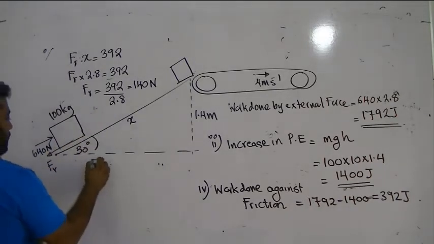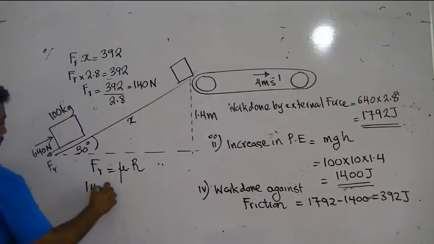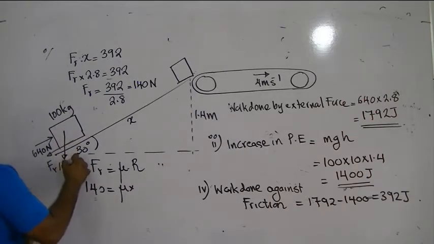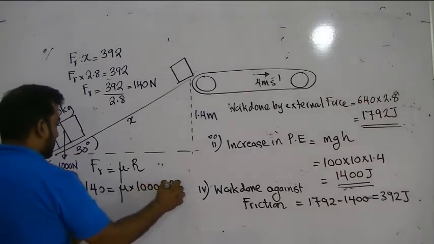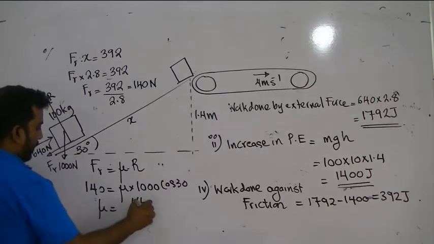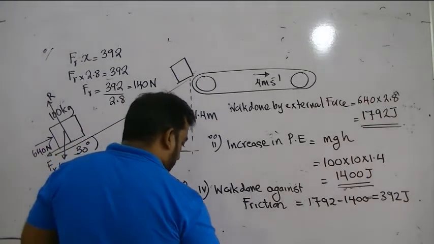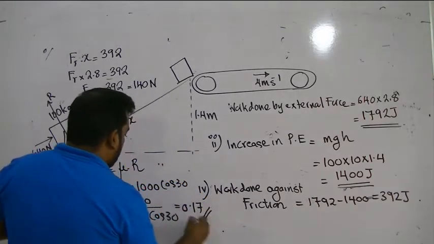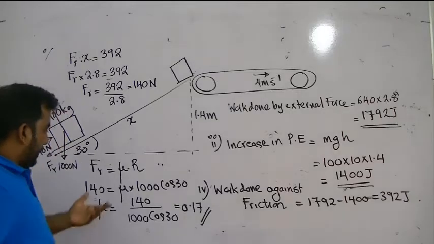How? Friction is equal to mu times normal reaction. Friction is 140. Mu times normal reaction is going to be how much? 1000 newton here. Normal reaction there is 1000 cos 30. Mu is equal to 140 divided by 1000 cos 30. You will get 0.17. That's the coefficient of friction.